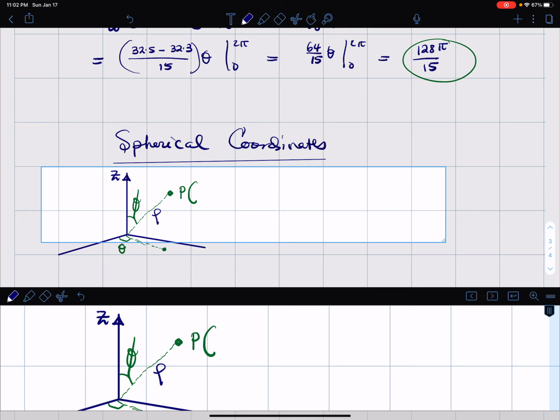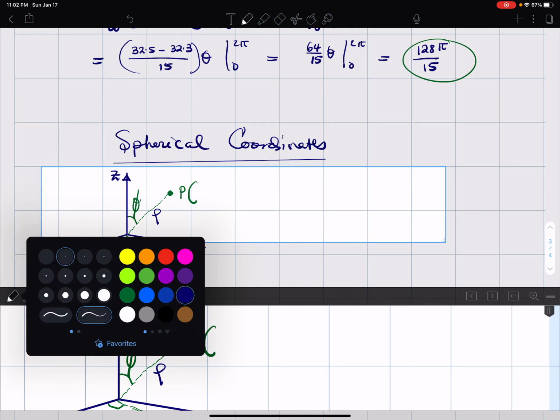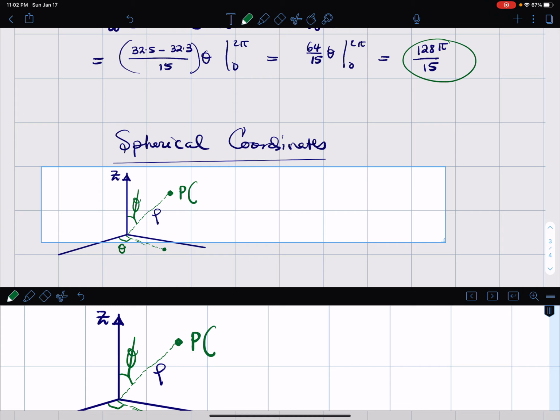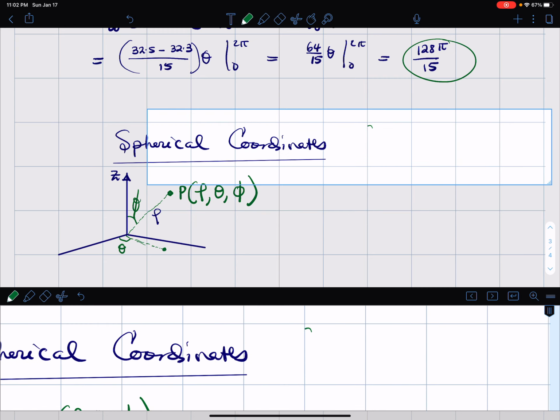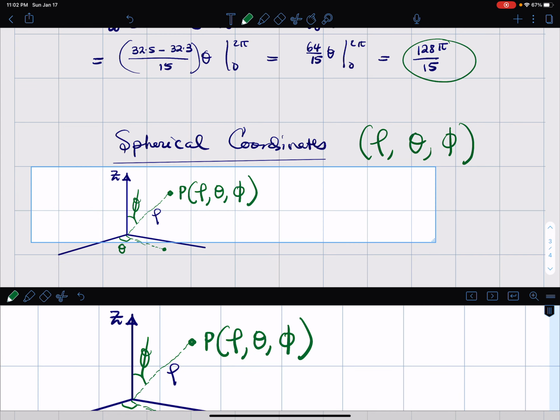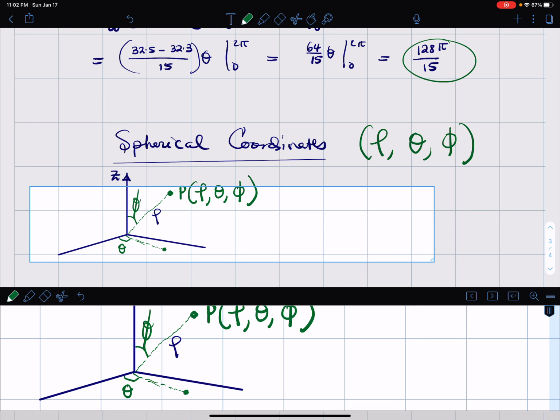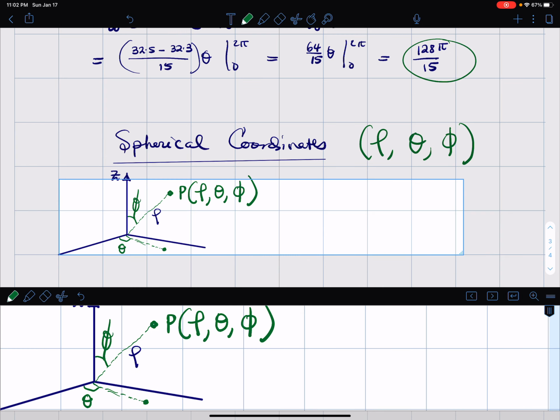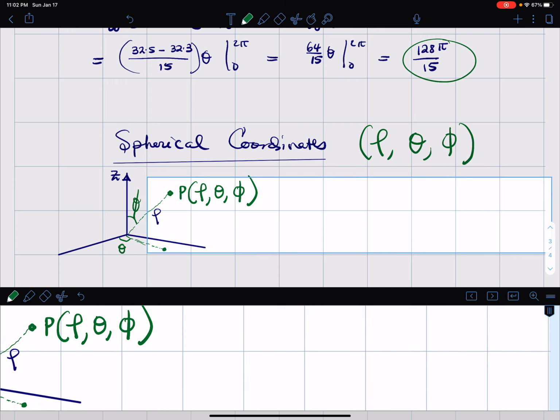We can describe the point P using the coordinates rho, theta, and phi. So the coordinates are rho, theta, and phi. Rho is its distance from the origin. Phi is the angle it makes with the z-axis. And theta is the angle it makes with the x-axis.